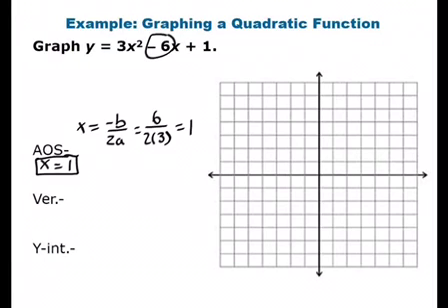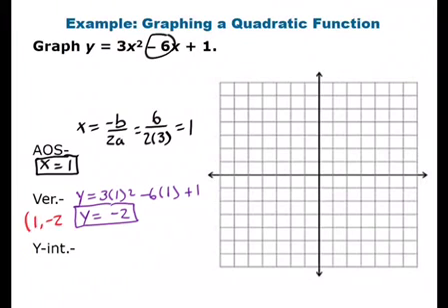So that's helpful. And then we've got our vertex. So we'll plug in 1 and try to solve for y. So y equals 3 times 1 squared minus 6 times 1 plus 1. Well, in this case, our y value is going to equal negative 2. So that means the coordinate of our vertex is actually 1, negative 2.